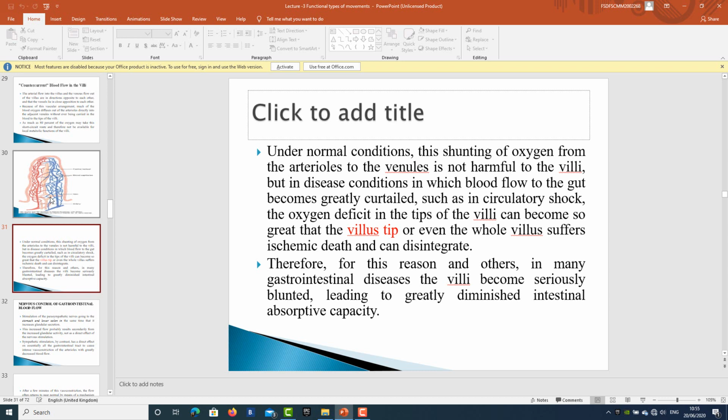Under normal conditions, this shunting of oxygen from the arterioles to the venules is not harmful to the villi. But in disease conditions in which blood flow to the gut becomes greatly decreased, for example circulatory shock, the oxygen deficit in the tips can become so great that it can lead to ischemic death of the villus and it disintegrates. Therefore, for this reason and others, in many gastrointestinal diseases the villi become seriously blunted, leading to greatly diminished intestinal absorptive capacity.